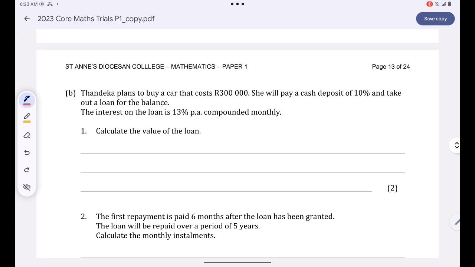Remember that, guys, the total amount of the car is 300,000 rands. But Thandeka decides to pay only 10% of that 300,000. That means 90% of the 300,000 will be financed by the bank. Are you together? So therefore, the present amount of the loan will simply be 300,000 multiplied by 90%. Why 90%? Because the other 10% was paid off by Thandeka whenever she was making her deposit.